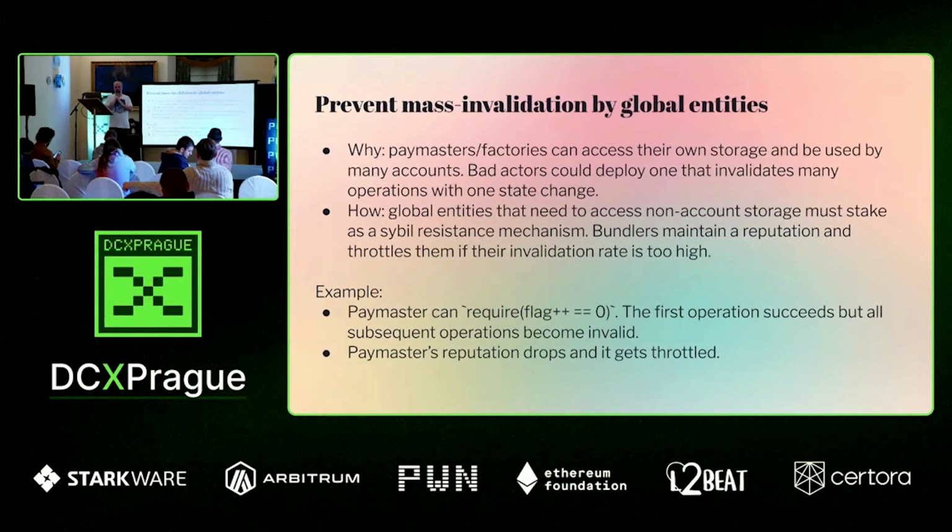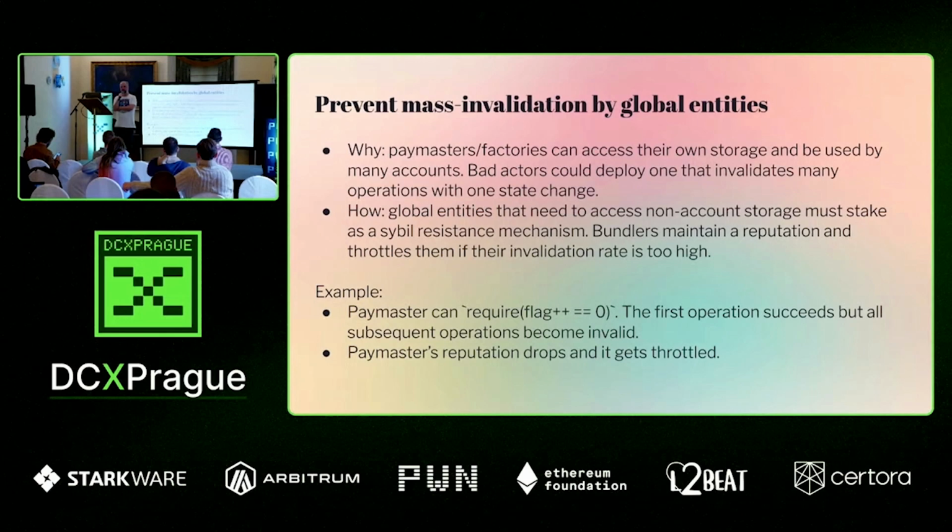Now, there are some global entities in the system, such as paymasters. A global entity means that the entity could be used in the context of multiple accounts at the same time. For example, a paymaster sponsoring the transactions of multiple accounts during the same bundle. But this means that if it is allowed to access its own storage, it could keep a flag to detect that it's running in a bundle, that it gets called twice, and then invalidate the bundle.